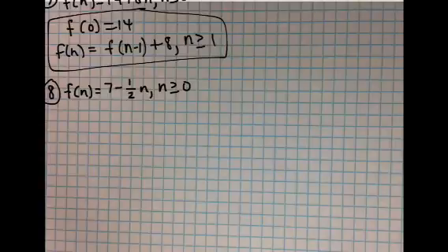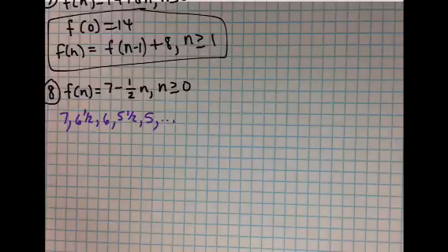Alright, so for number 8, it doesn't tell you where to end. It just says that n is greater than or equal to 0, so we'll just write the first few. We replace the n with a 0, and you get 7. So the first number is 7. And then the difference is negative 1/2, so we keep subtracting 1/2 from the previous number. So this would be 6.5, 6, 5.5, 5, and so on.